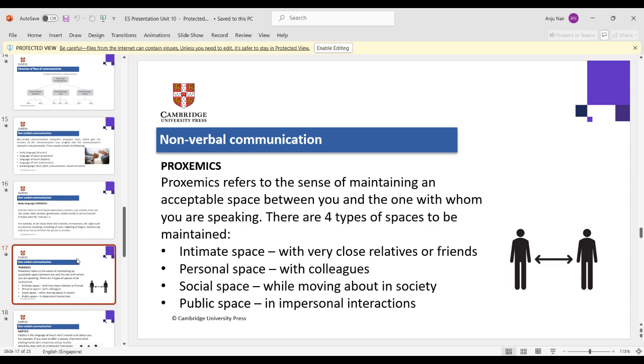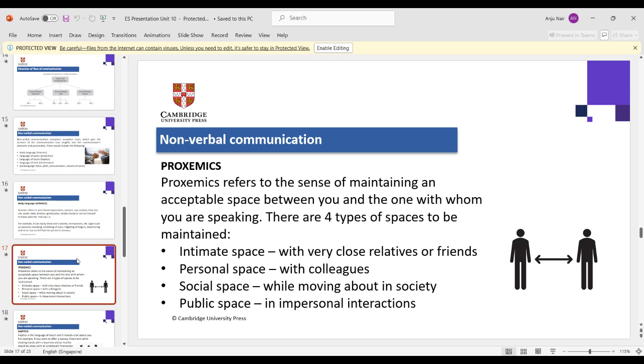Then proxemics, the language of space. It refers to the sense of maintaining an acceptable space between you and the one with whom you are speaking or interacting. There are four spaces like that. Why you are learning this is that unless you are aware of the kind of relationship, do not move into the distances of others. Intimate space means the space that you have for your close people, maybe your family members, relatives or even friends. Personal space means the physical space that you leave, which reflects the space with colleagues.